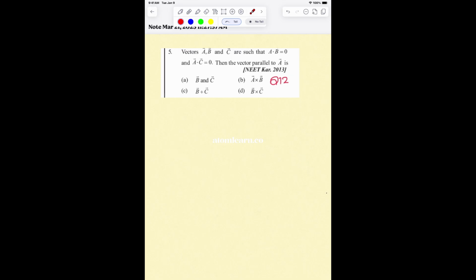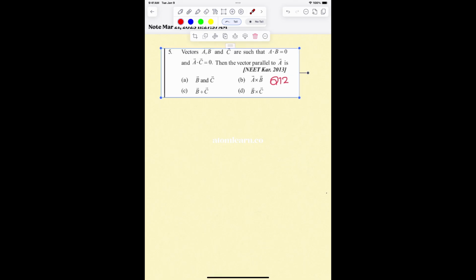Consider the next question, question 12. Vectors a, b, c are such that a dot b equal to 0 and a dot c equal to 0. A dot b equal to 0 means the angle between them is 90 degrees. That means a and b are perpendicular, that is, b is perpendicular to a. And similarly, from the second condition, a dot c equal to 0, you can make out that c is perpendicular to a. That means both b and c are perpendicular to a. I just repeat that you have concluded that both b and c are perpendicular to a, which means now b cross c has to be perpendicular to both b and c.